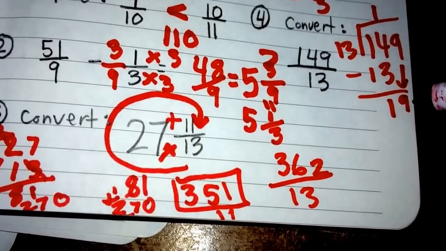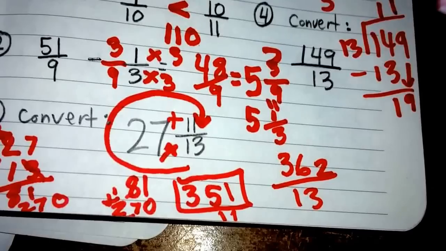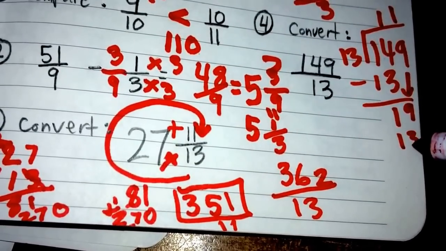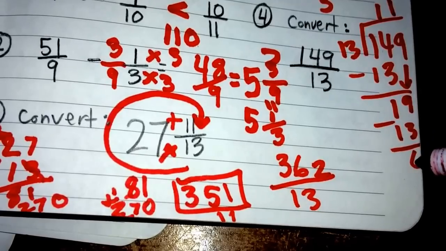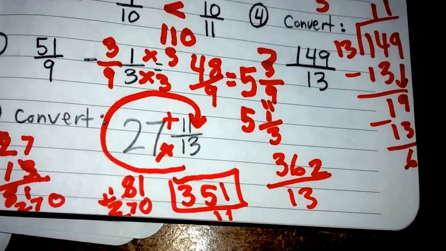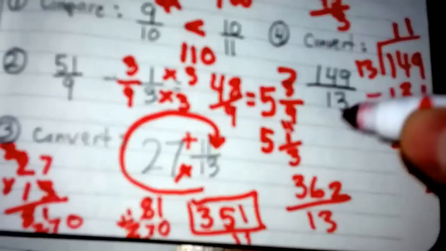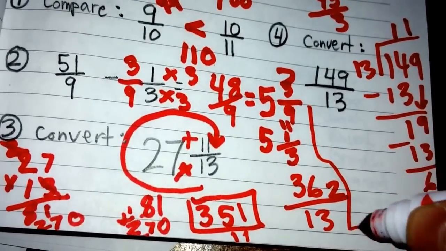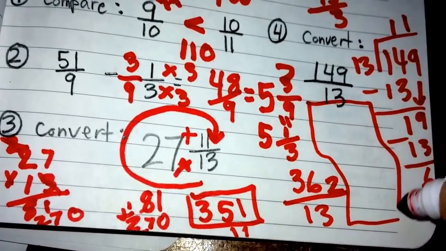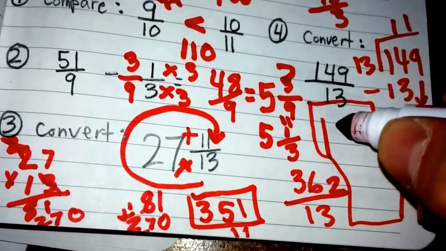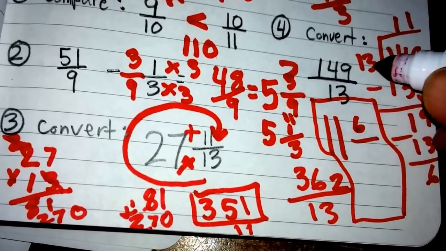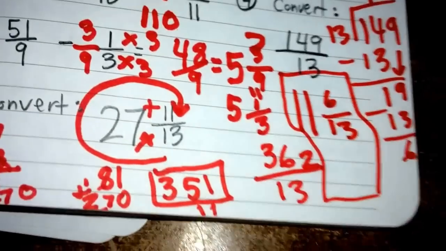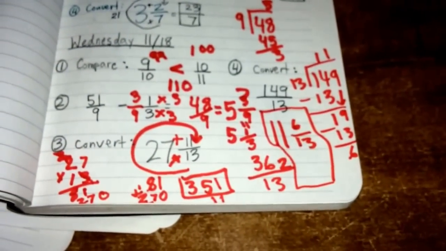19. 13 can go into 19 one time. 1 times 13 is 13 once again. Subtract it. 19 minus 13 leaves us with 6. So my mixed number would be, and I'm going to write it right here in this area, 11 and 6/13. 11 and 6/13.